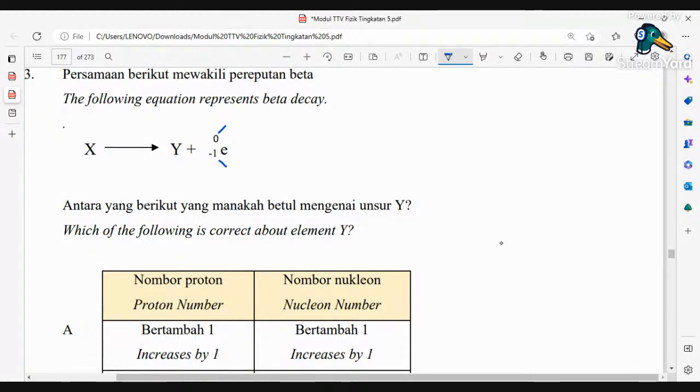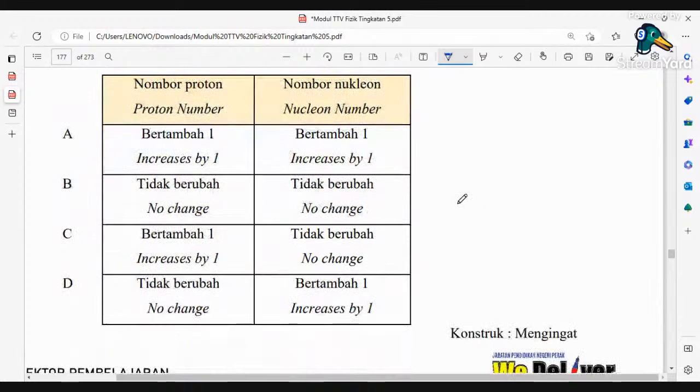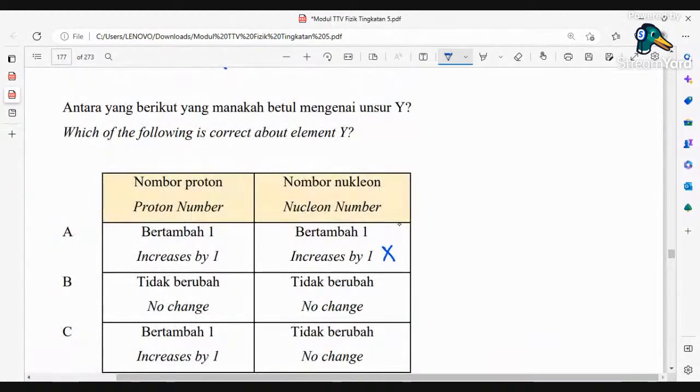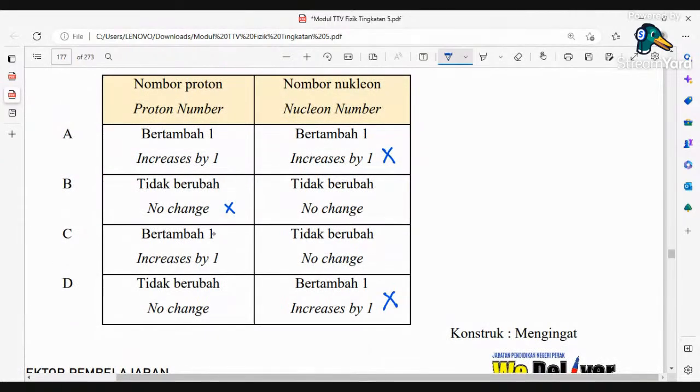So for nuclear number, there's no change. No change in nuclear number. So this one should be wrong already. So we just look at B and C. For proton number, of course, there's a change. So no change is also wrong. So there's no other answer, it is C.